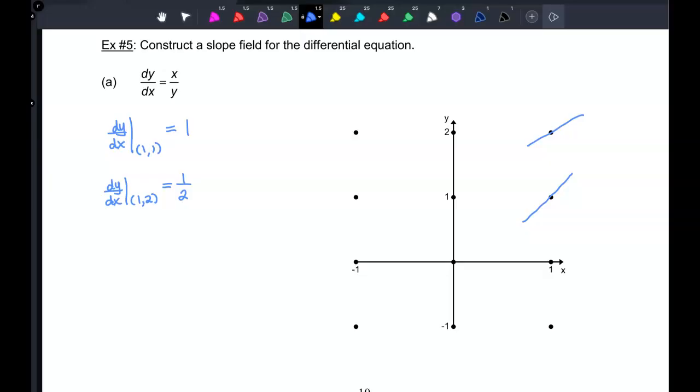All right. Now you don't have to write all of this work out. This is really just mental math. But what I want to make sure, what happens when the y values are 0? Okay, so it's undefined. So when y equals 0, dy dx is undefined, and we leave blank.